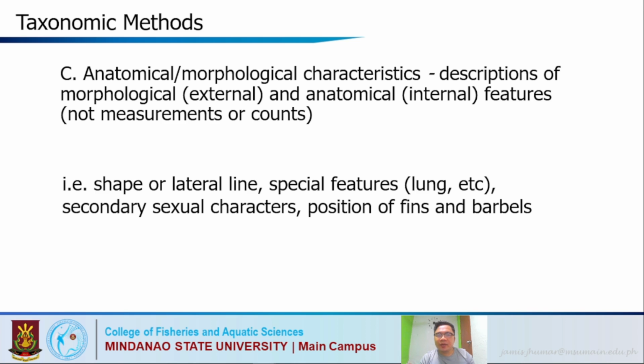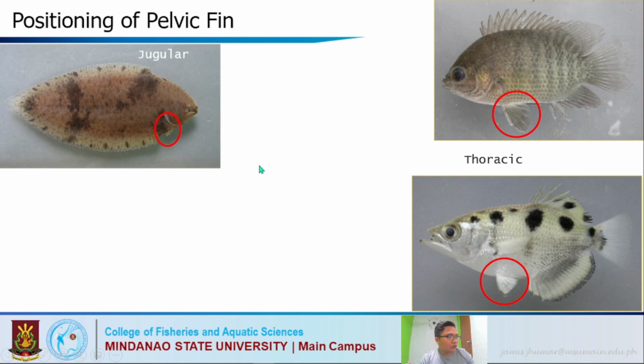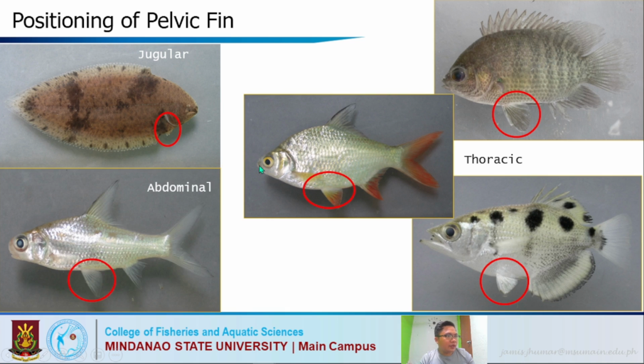Now, talking about anatomical, we have here a few examples of morphological features. This is what we call the positioning of the pelvic fin. Although we have not yet encountered the identification of the different parts of the fins of the fish, the pelvic fin is this one. Here is the dorsal fin, this is the caudal fin, this is the anal fin, pelvic fin, and pectoral fin.